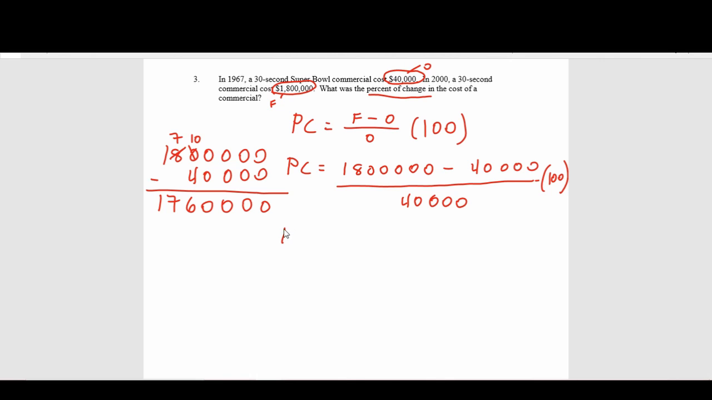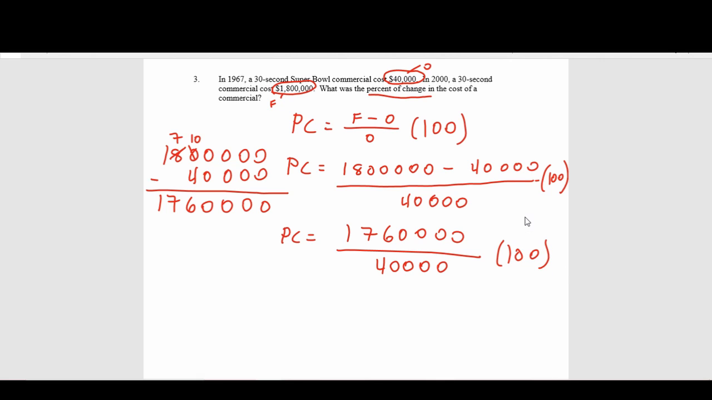So we've made one step. We're one step closer to solving this. Again, 1.8 million minus 40,000 is 1,760,000, which is right there. This is all over 40,000, and it's all times 100.